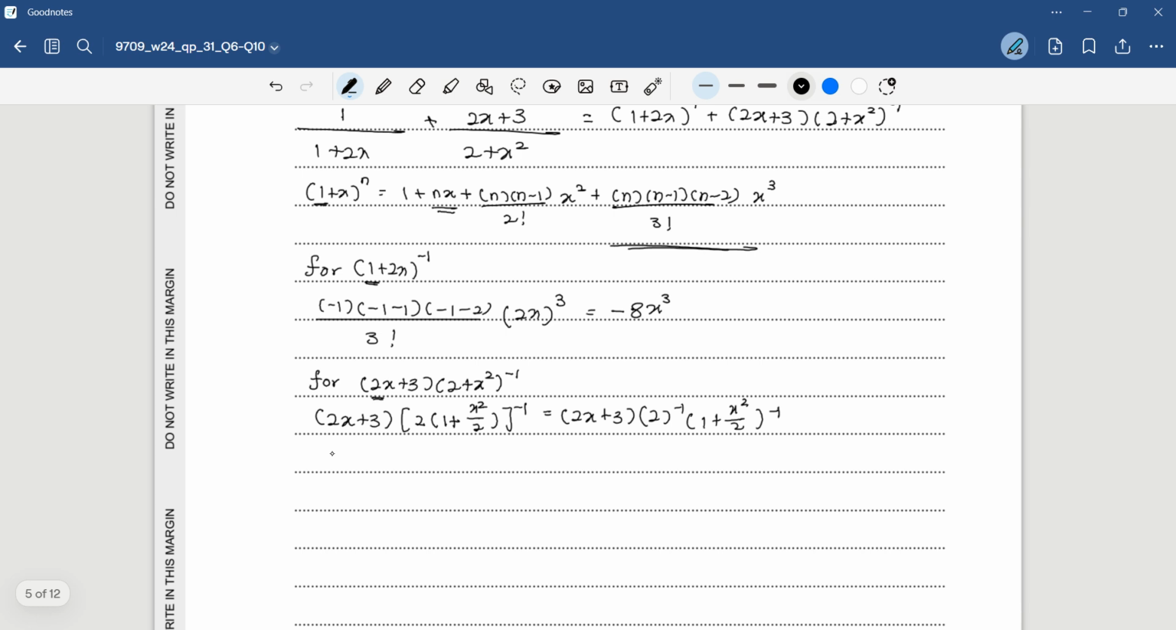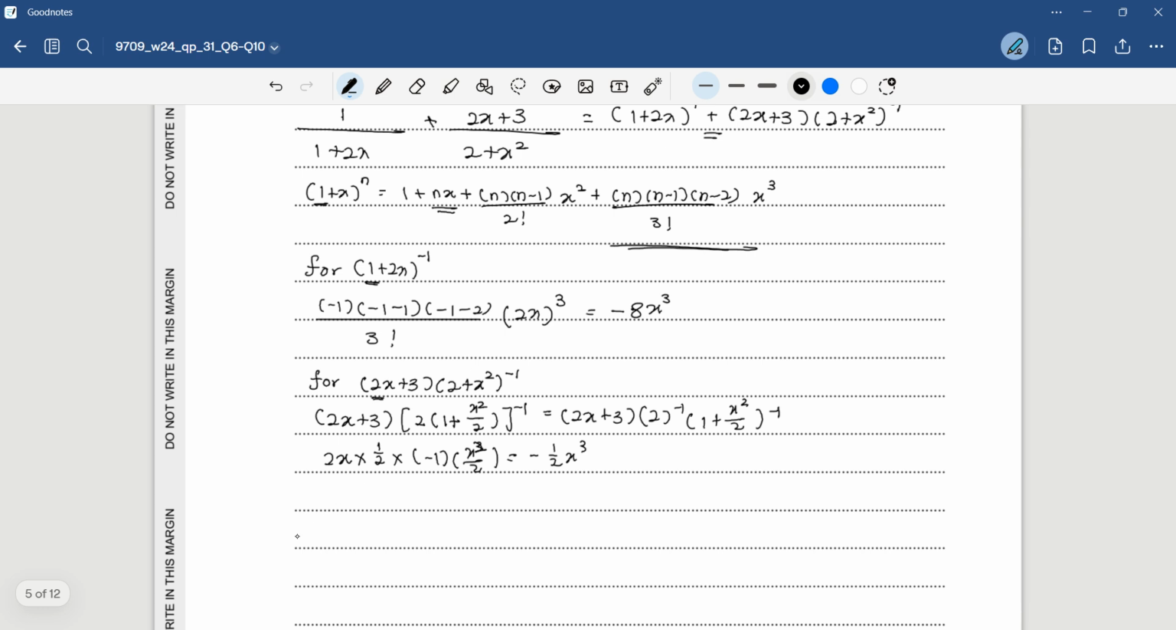So the coefficient for x cubed is going to be 2x multiplied with 1 over 2 multiplied with nx. My n here is negative 1 and my x is x squared over 2. So it will be negative 1 over 2 x cubed. Therefore, here is plus.